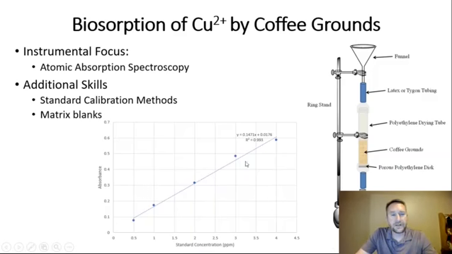So additional skills was to look at standard calibration methods, and then in this particular case, they're also introduced to the idea of a matrix blank. And so their blank sample, or their blank in this case, is the water passed through the coffee grounds in the absence of any lead. So they can't just use pure water because the matrix is a little bit more complicated.